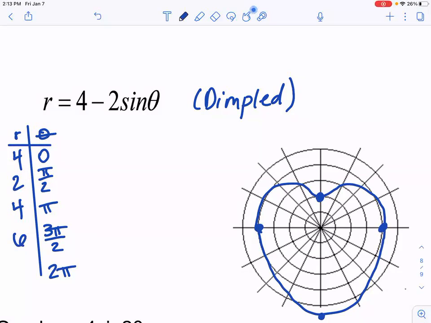Aiden, where are the zeros? I feel like you're gonna have the best answer for this. Where do we intersect the pole? There are no zeros because we don't go through the pole. Don't have to worry about them. The only ones you're gonna have zeros on would be the cardioid and the loop.